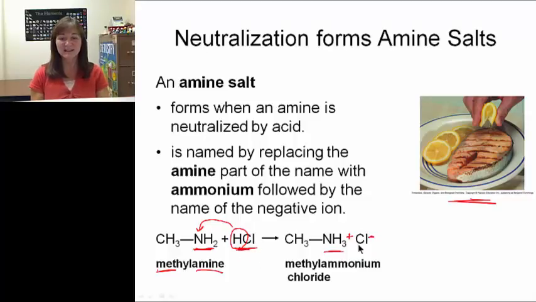So this is the ammonium salt. So it's methyl ammonium chloride is the name of this, but I won't ask you to name it. I will ask you, however, to write the reactions. So for example, I might give you these 2 reactants, and you have to write the products.